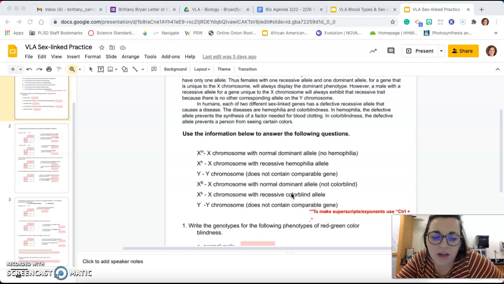So if the X has a capital H, this is a normal allele, so this means no hemophilia. If it has a lowercase h, then this is a recessive allele, so the person will have hemophilia. The Y chromosome has no gene for hemophilia, so we will not write anything on the Y, just Y. And then same thing for color blindness. If the X has a capital B, it is normal, so no color blindness, normal vision. If it has a lowercase b, then it is recessive. This means the person will be colorblind. And again, the Y does not have the comparable gene, so we are just going to write Y.